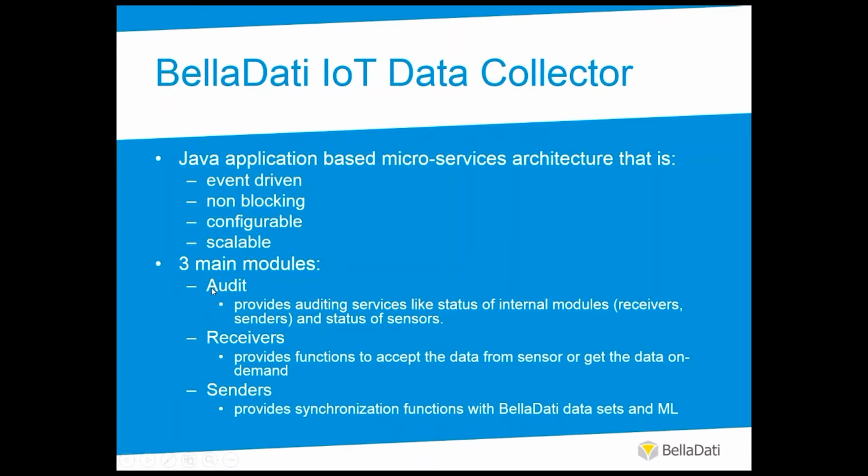And just as a summary, we have three main modules. The audit module provides the auditing services, like status of internal modules, receivers, senders, and status of sensors, restart of them, current data from them, fresh data from the sensors. The receivers provide the functions to accept the data from the sensors or get the data on demand from the sensor. So it could be bidirectional. You can accept the data or you can touch the sensor to get the data.